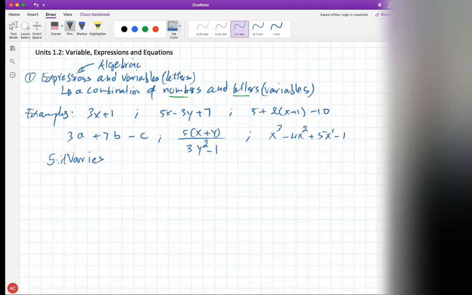Let me give you an example of what we mean by that when we say something varies in value. Well, let's work with this problem. So we're going to talk about something called evaluating expressions.